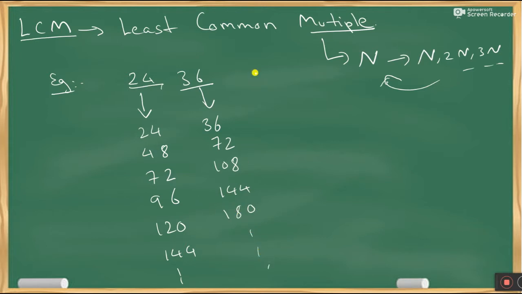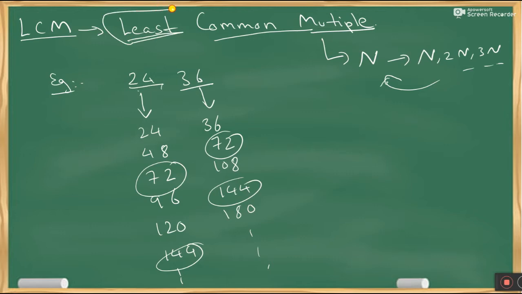Clear? Now look for common multiples. That means the multiples which are common in the first number and the second number. If I observe closely, I have 72, 72 common. Next, I have 144, 144. Like this, I'll get many common multiples. In those common multiples, I have to check which is the least. So here, the least common multiple of both the numbers is 72. That means 72 is the LCM of 24 and 36.